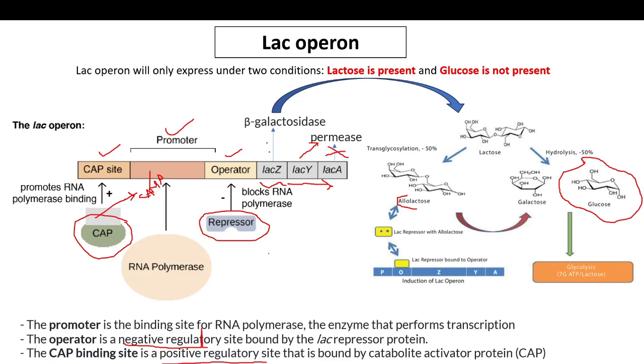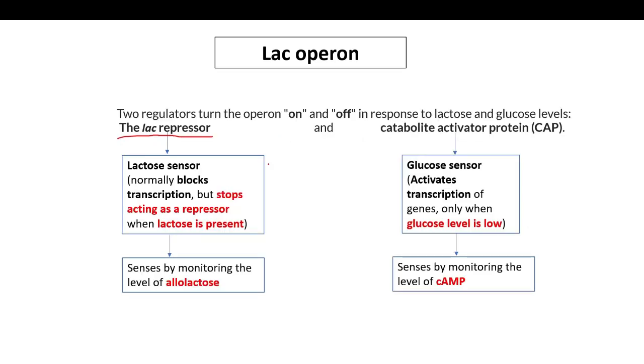For that we require this promoter, so that the RNA polymerase can bind and transcribe these genes, which can then act on the lactose and metabolize it into glucose. So this is the basic idea behind the lac operon.